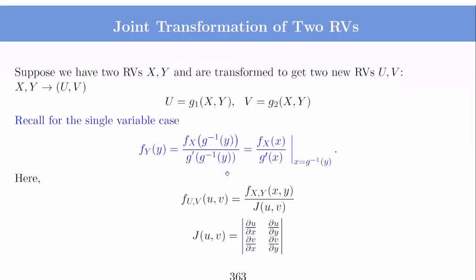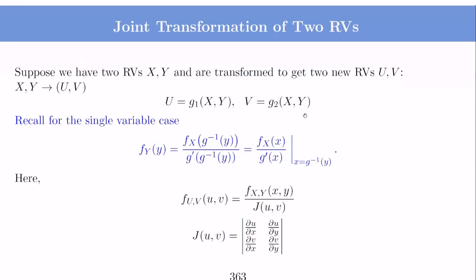We have seen the transformation of a single random variable and also a function of two random variables. Now we will see if we can compute the distribution of joint transformations of two random variables. So joint transformation means that if you have two random variables x and y, and they are transformed to get two new random variables u and v.